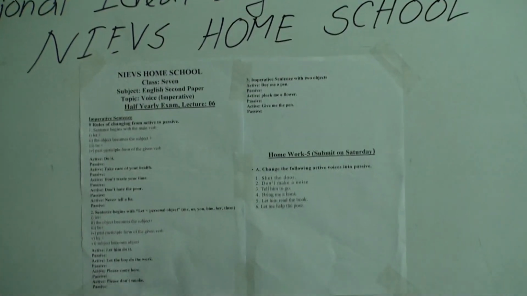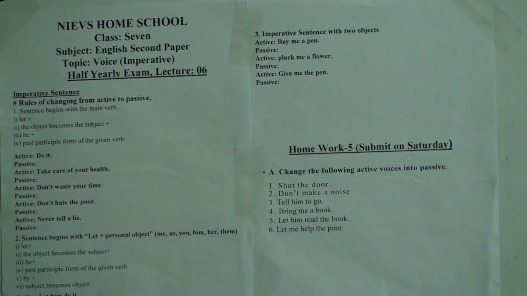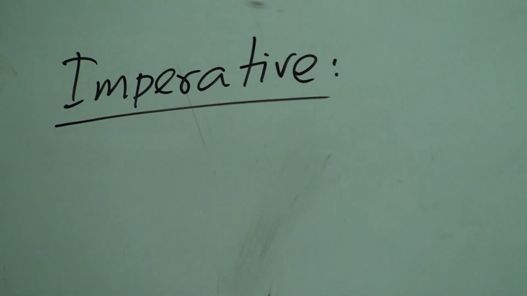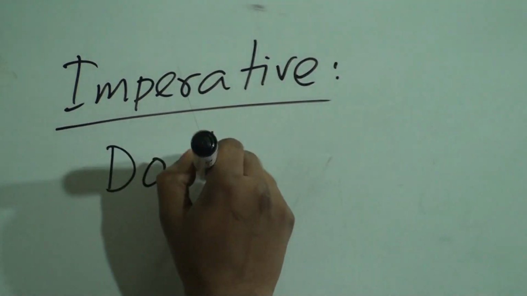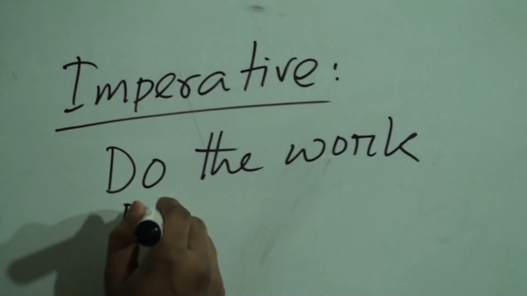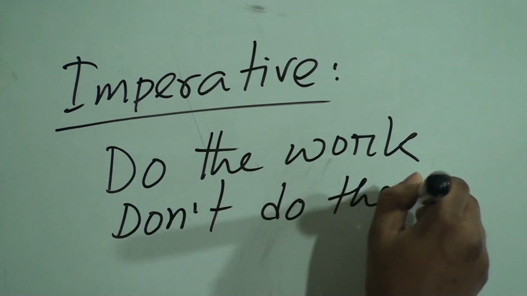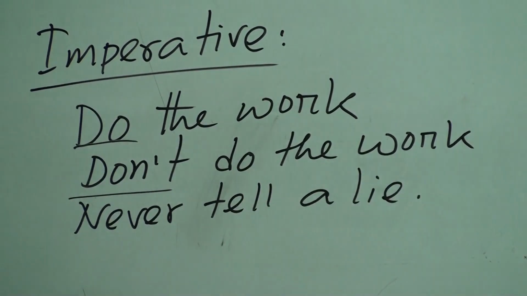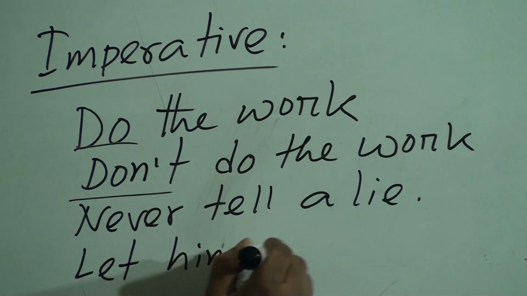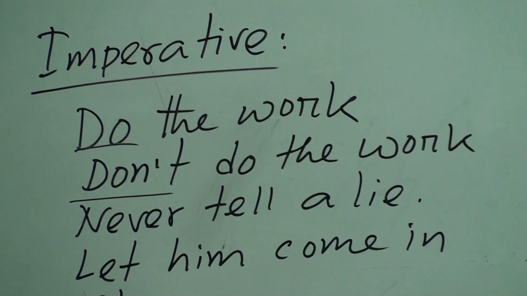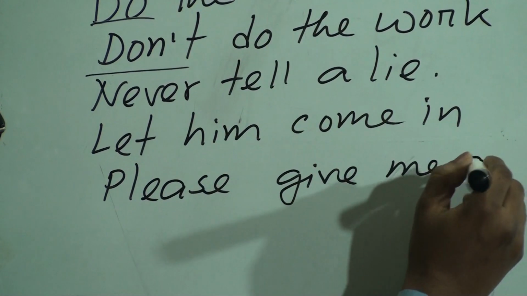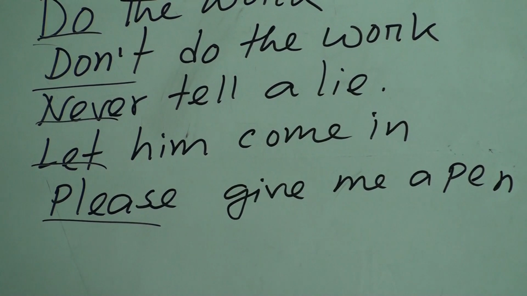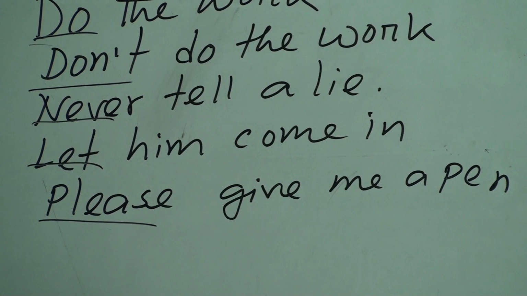But before going to the class, let us discuss how we can recognize an imperative sentence. An imperative sentence starts with a main verb, such as "Do the work." It also starts with "Don't do the work," "Never tell a lie," "Let him come in," and "Please give me a pen." So an imperative sentence starts with do, don't, never, let, please, and it expresses order, request, command, etc.